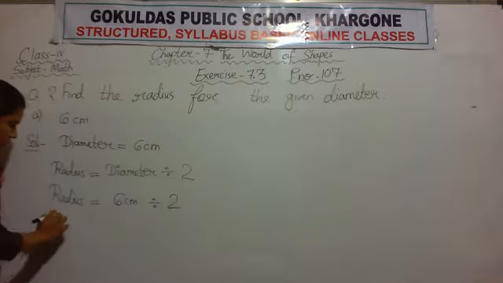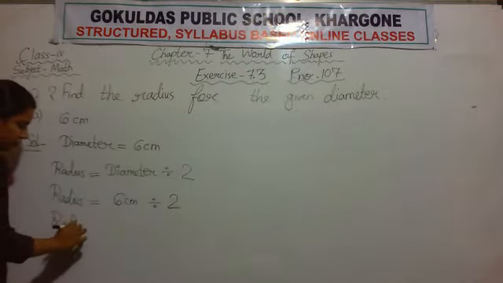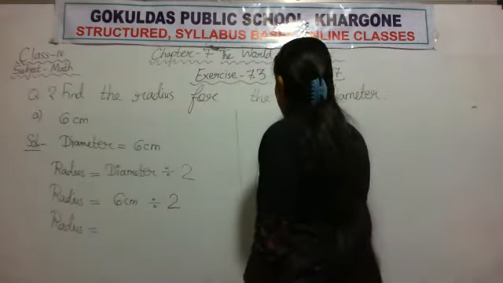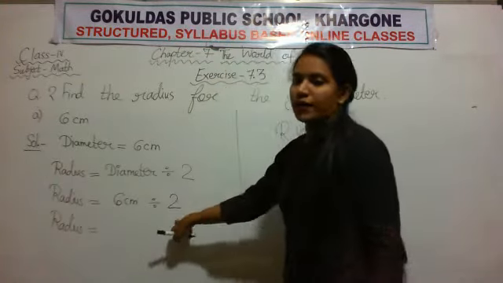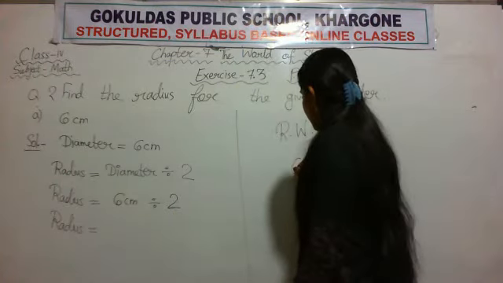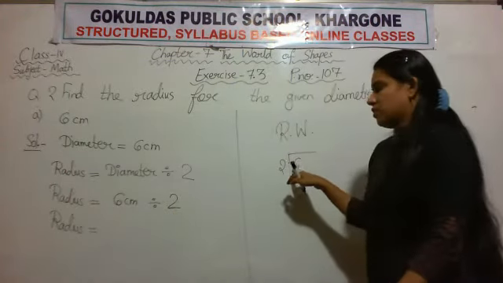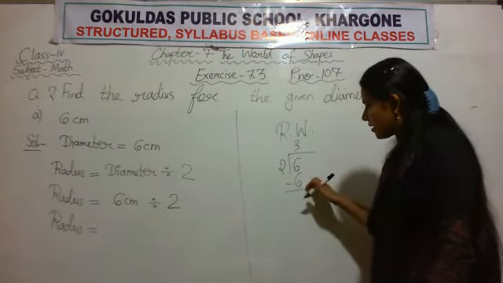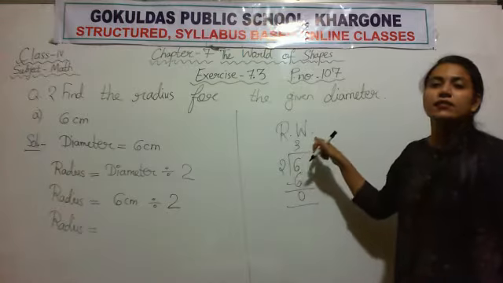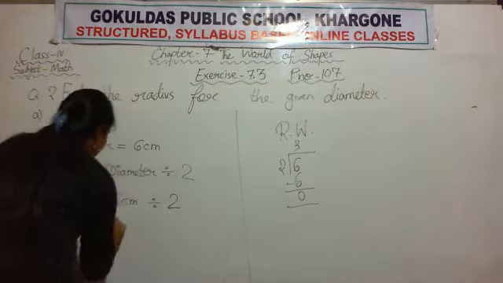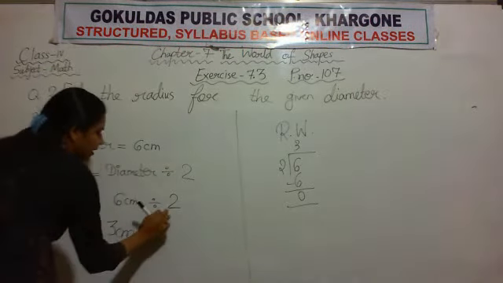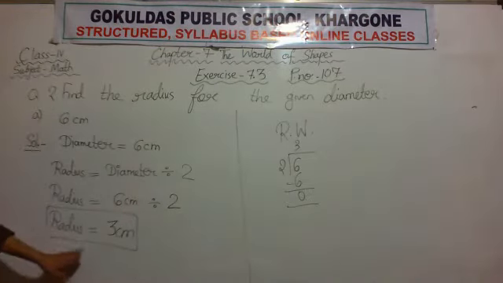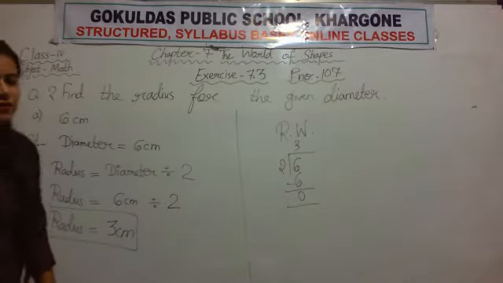Now radius is equal to, in rough work, 6 divided by 2. If you divide 6 by 2, 2 3s are 6, 6 minus 6 is 0. So your quotient is 3, so 3 is your radius. 6 centimeter divided by 2, you got 3 as result. So your radius is 3 centimeter.